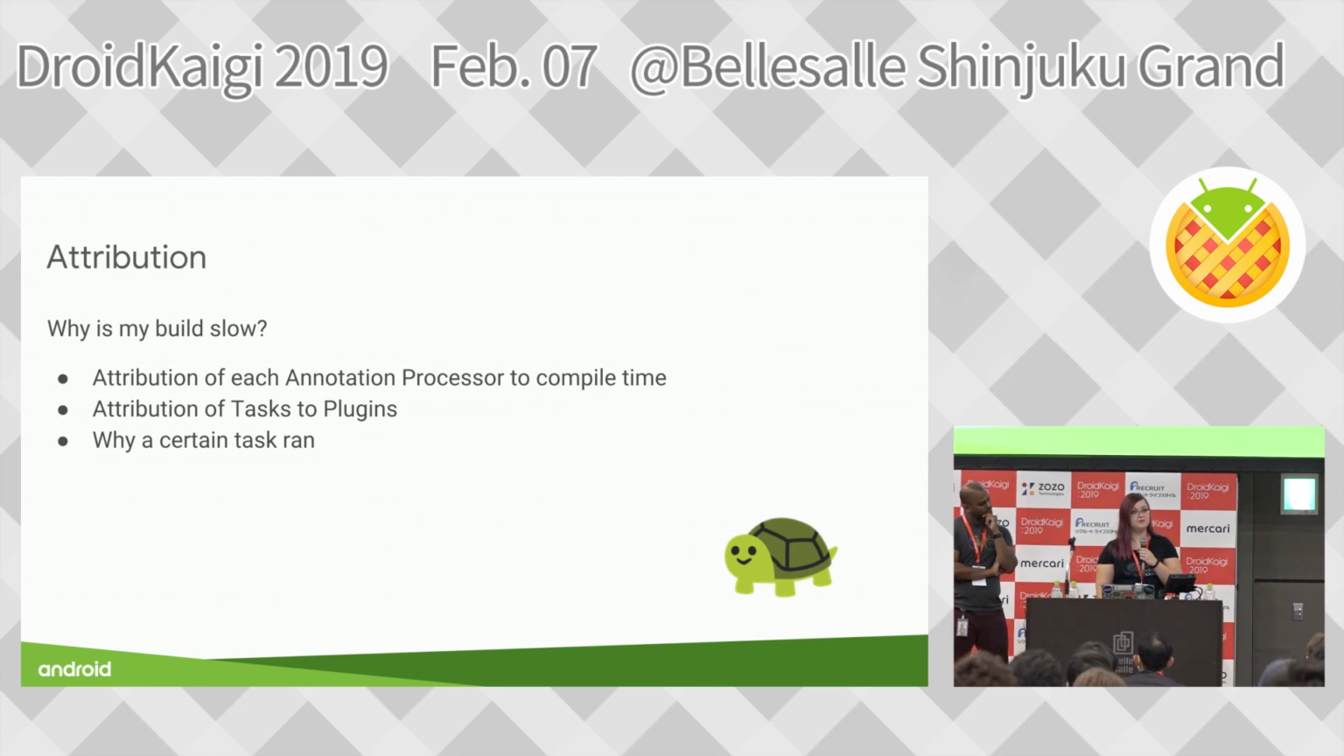One more thing that the team is working on currently together with Gradle is a thing we call attribution. This is our way of answering the question, why is my build so slow? We're working on giving you nice information of attribution of each annotation processor, the full compile time, also the attribution of tasks to all the plugins that you might be using, and also giving more information about which tasks run and why.